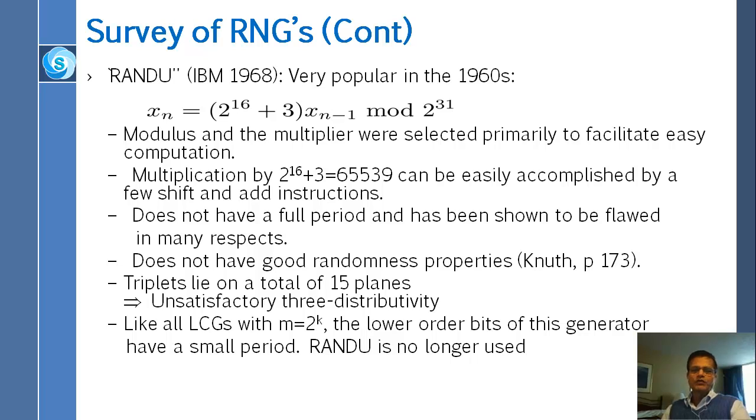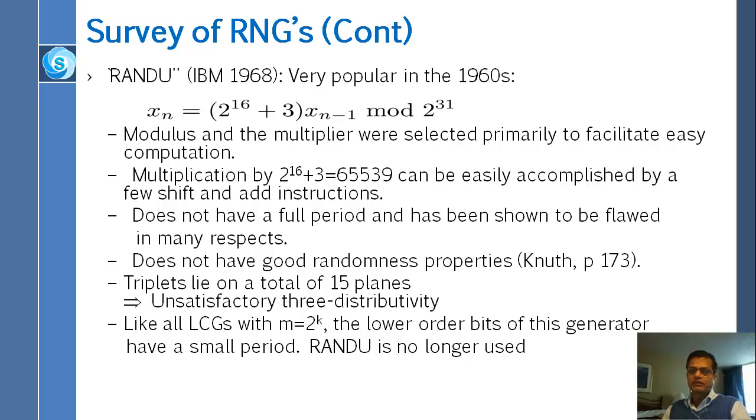Randu, which was very popular in the 60s, was this one. Randu had 2^16 + 3 as the multiplier, and 2^31 as the modulus. You can see that multiplication by 2^16 + 3 is very easy, just shift and add. And division by 2^31 is very easy, just a shift. And therefore, basically it does not have full period, and it does not have good properties.